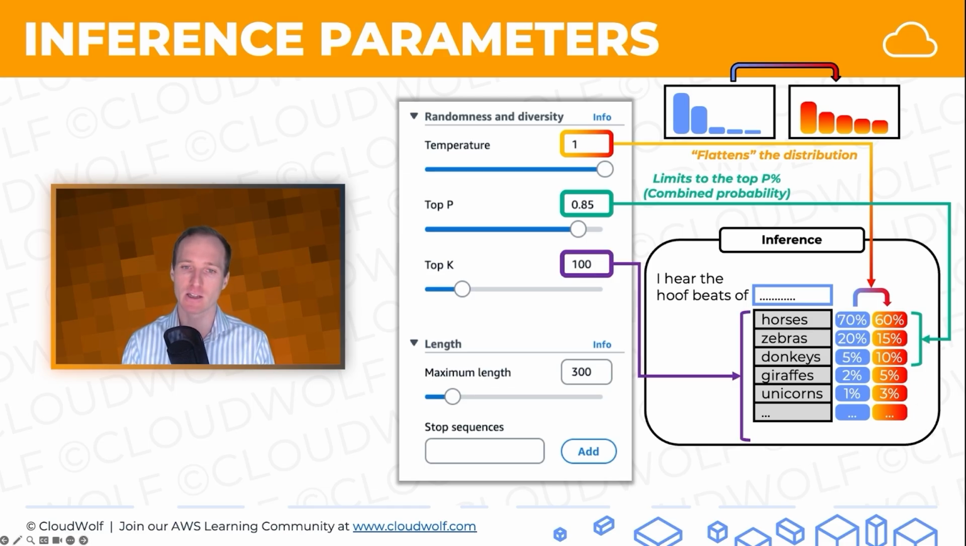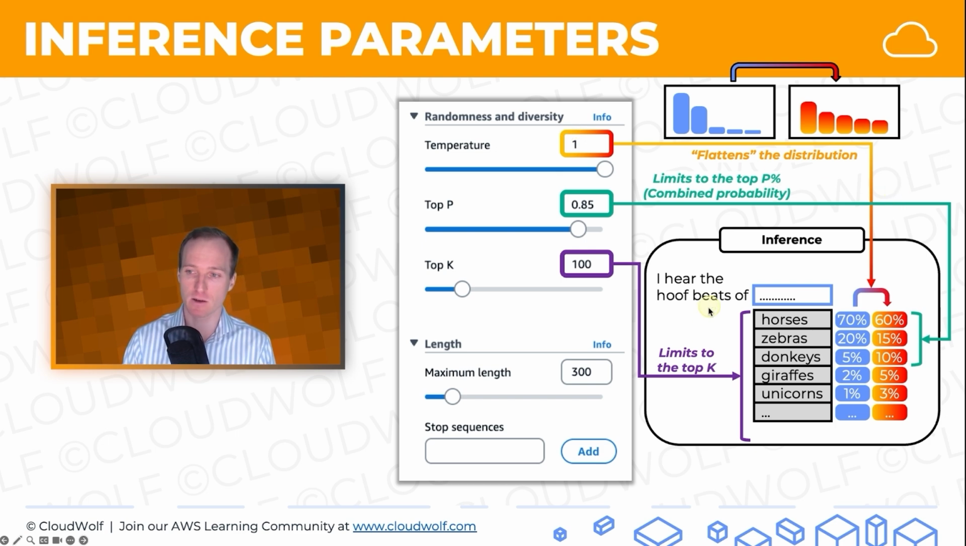And top K, and just remember P because P is probability. Top K is very simple, it limits to the top K in terms of quantity, in terms of number. So if you say 100 here, it's going to select from the top 100 options. Now, these work in combination. Whichever one is smaller, that's the one that's going to win. So in this case, top K is 100, but top P results in just 3 of them. So it's going to select from these 3. But if you set K to 2, then it's just going to be selecting from horses and zebras using these adjusted probabilities with the temperature.